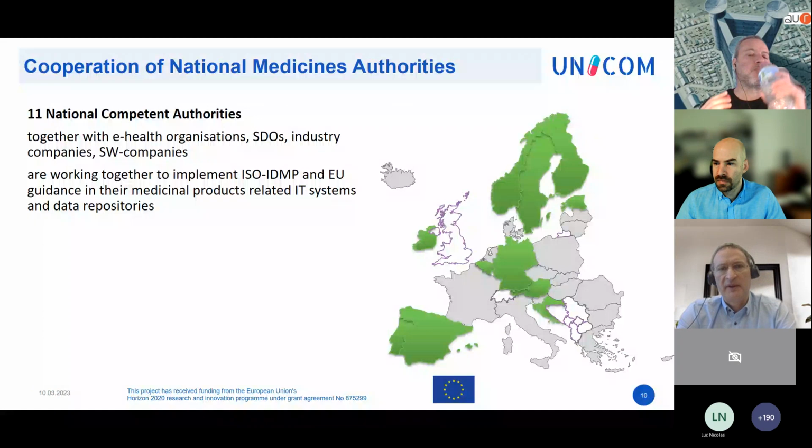If we focus on medicines authorities, we are 11 authorities across Europe. You can see them in this European map. And these 11 national competent authorities are working together with e-health organizations from the member states, with standardization organizations like ISO, with industry companies, software companies, to achieve the objectives.